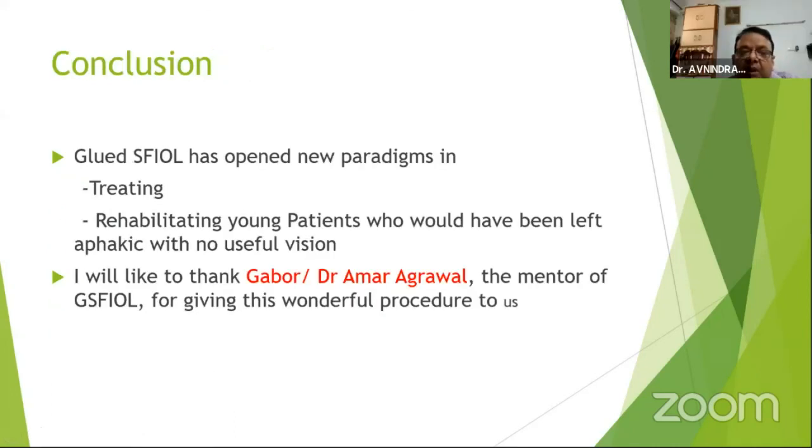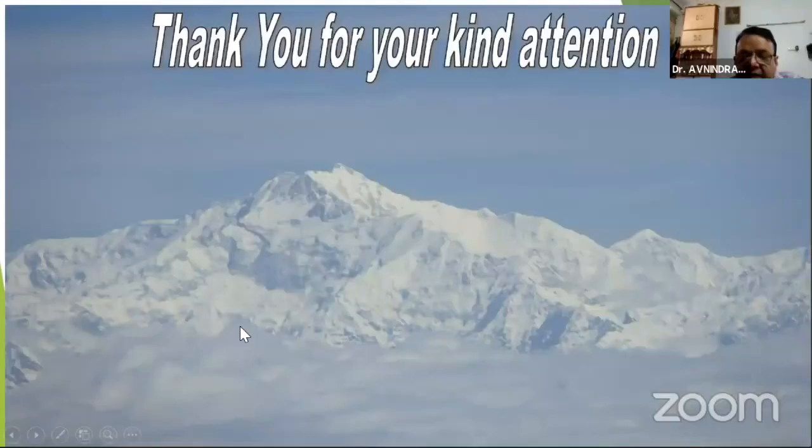So to conclude, glued IOL has opened new paradigms in treating and rehabilitating young patients who would have been left aphakic with no useful vision. I'd like to thank Gabor Scharioth and Dr. Amar Agarwal, the mentor of glued scleral fixated IOL, for giving this wonderful procedure.